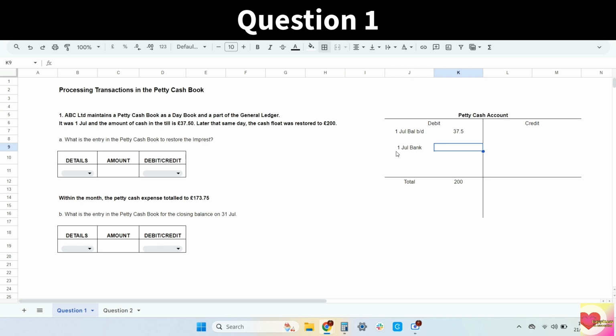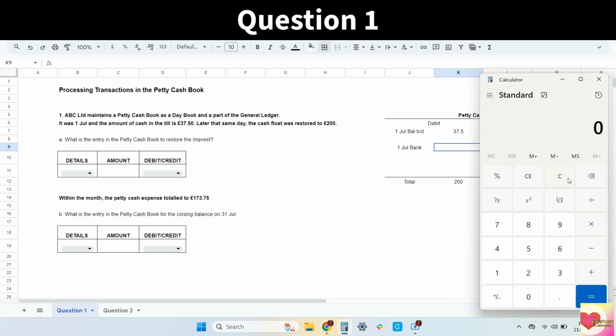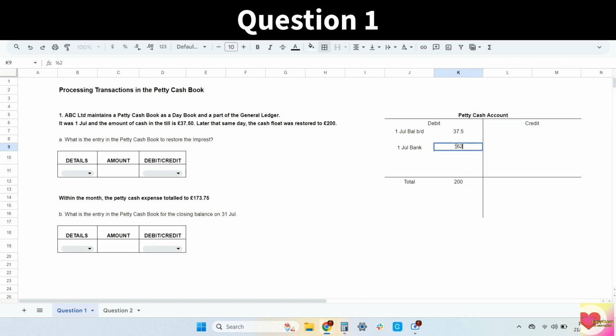Because the cash added to our petty cash is transferred from the bank account, and the amount that we should transfer to petty cash to make the total equal to 200 is the difference of 200 and 37.50. So let's calculate 200 minus 37.50, and we got 162.50. So let's double check.